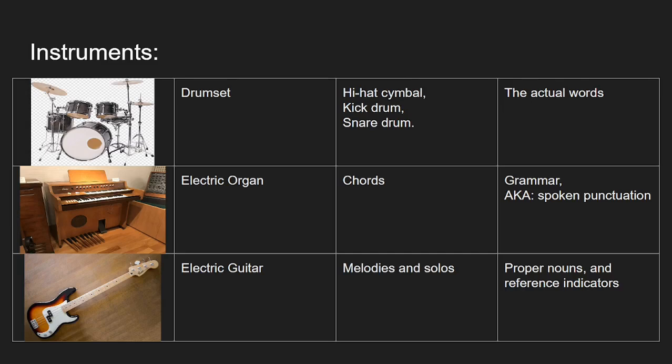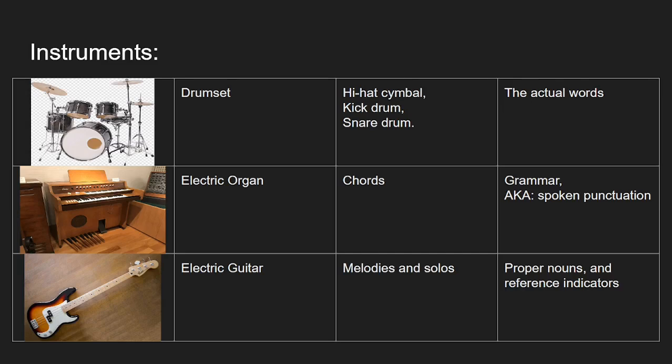So to properly speak this language, you would actually need to play 3 different musical instruments at the same time, those being a drum set, an electric organ, and an electric guitar. The drum set must have a hi-hat cymbal, a kick drum, and a snare drum. The electric organ must be able to make chords, and the electric guitar will make melodies and solos.